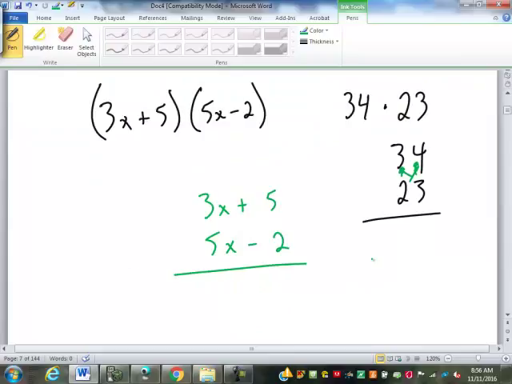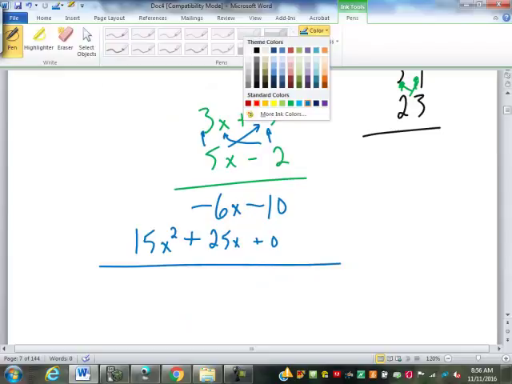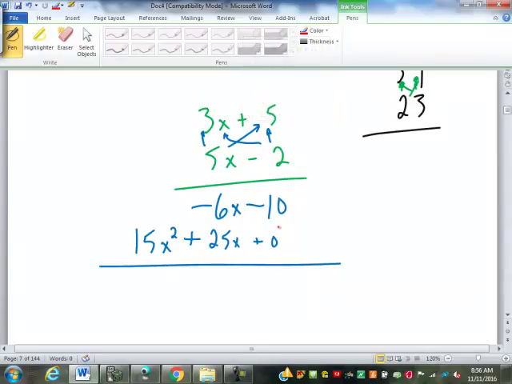I set it up. I'm going to do negative 2 times 5, which is negative 10. Negative 2 times 3x, negative 6x. Now I'm taught to either put in a 0 or leave a space here. 5x times 5, positive 25x. 5x times 3x, 15x squared. Combine down through here: negative 10 and 0 make negative 10. Negative 6x and 25x, positive 19x. Then we have the 15x squared.